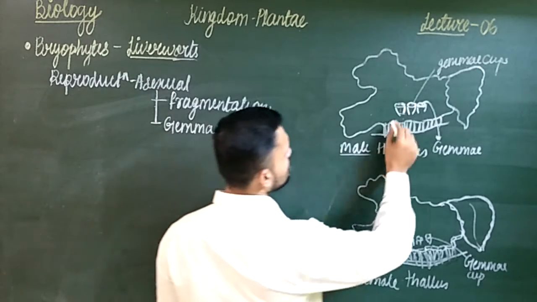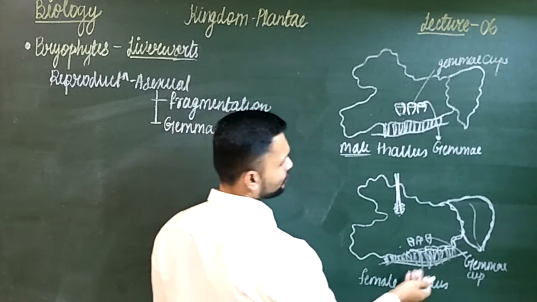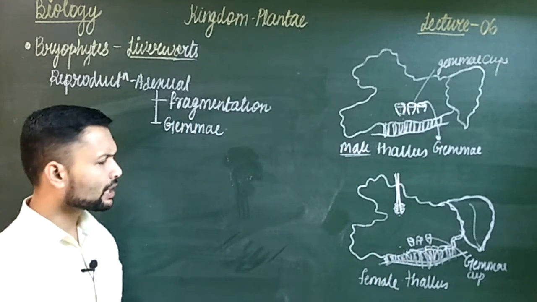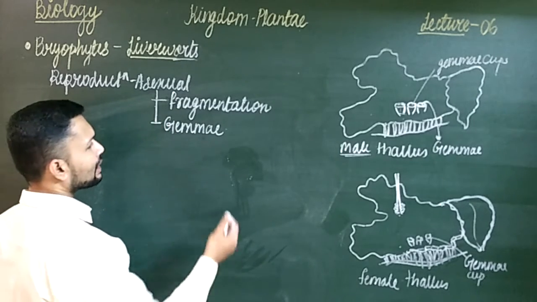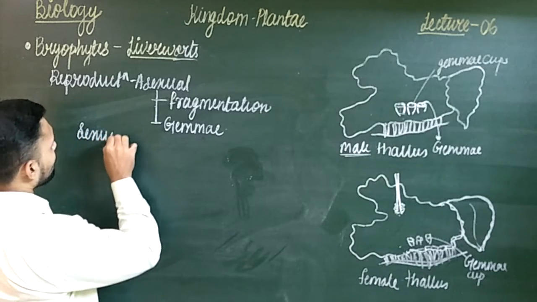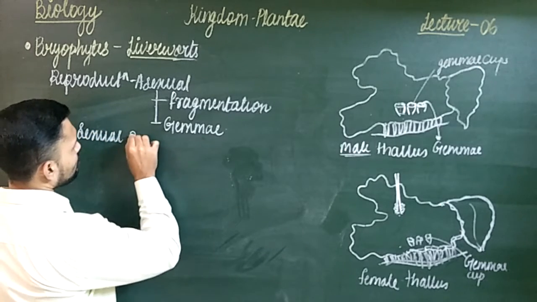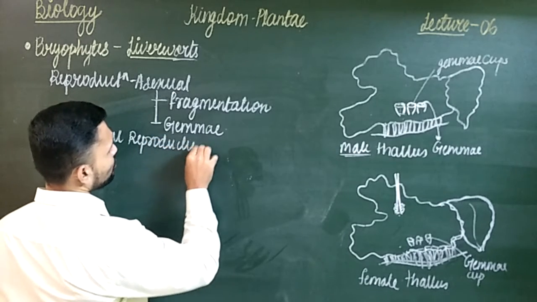Male plant will produce male gemmae cups, that is, it will lead to formation of male thallus, and the female plant body also has gemmae cups, which will lead to formation of the female plant body directly. Now the sexual mode of reproduction, as I mentioned, this is a dioecious plant.